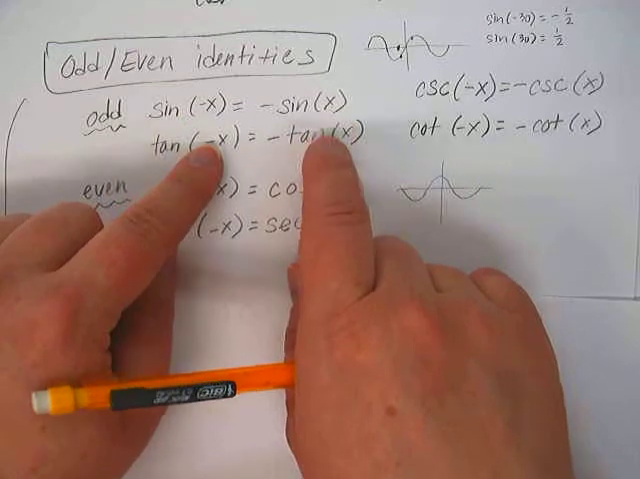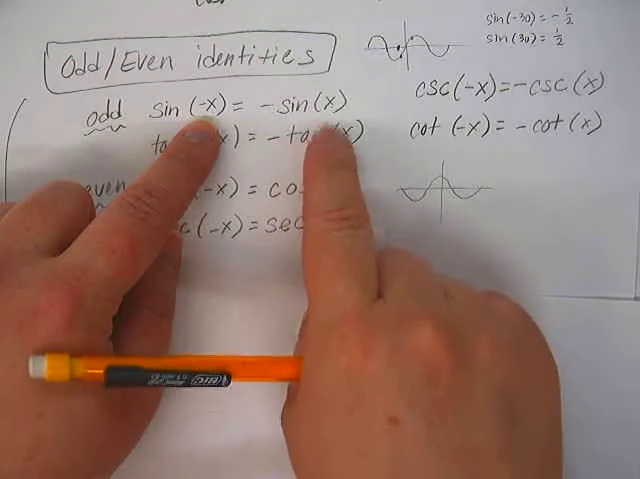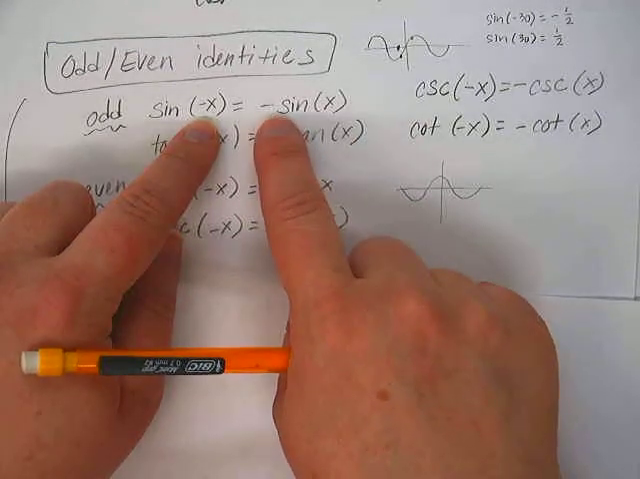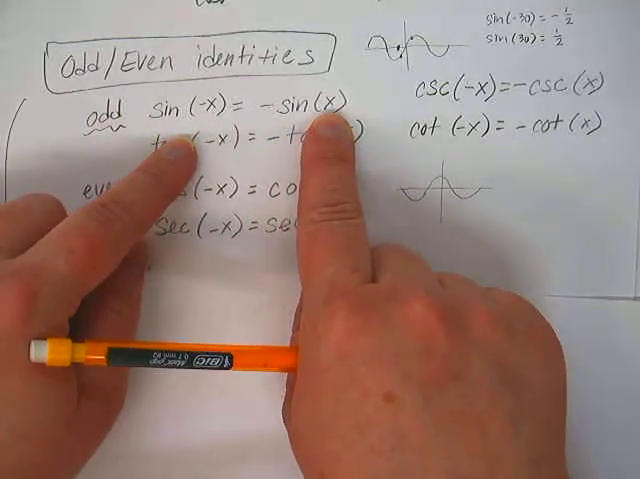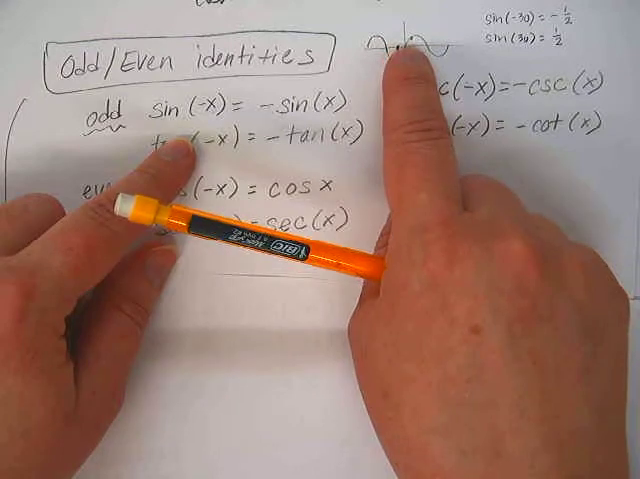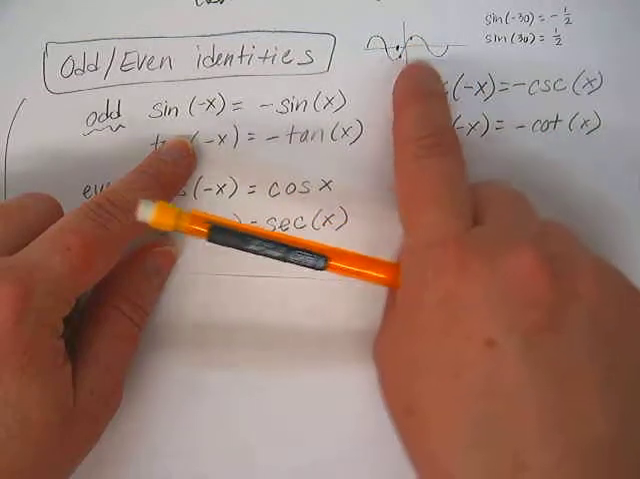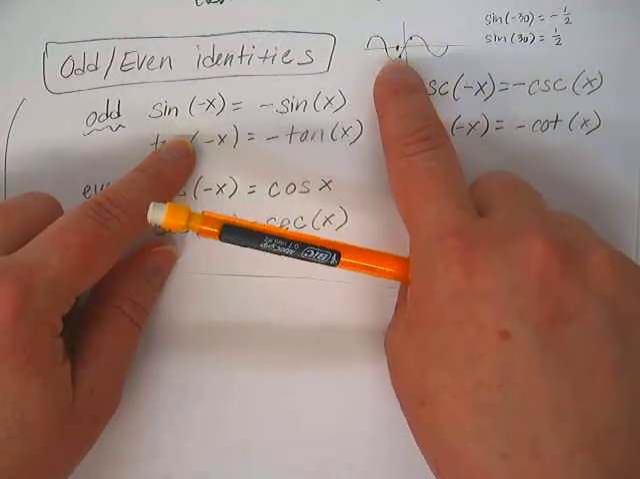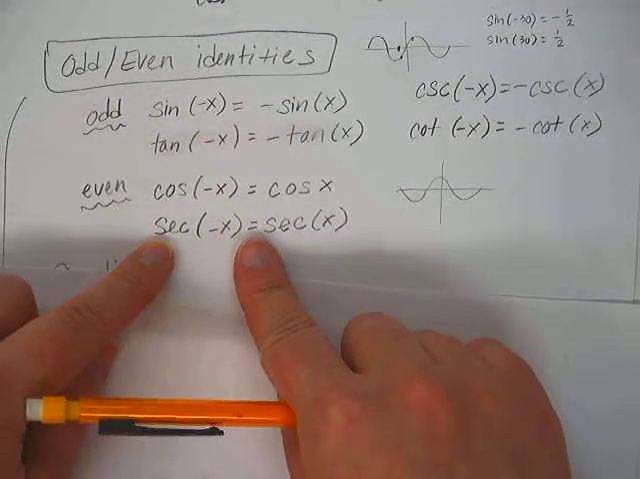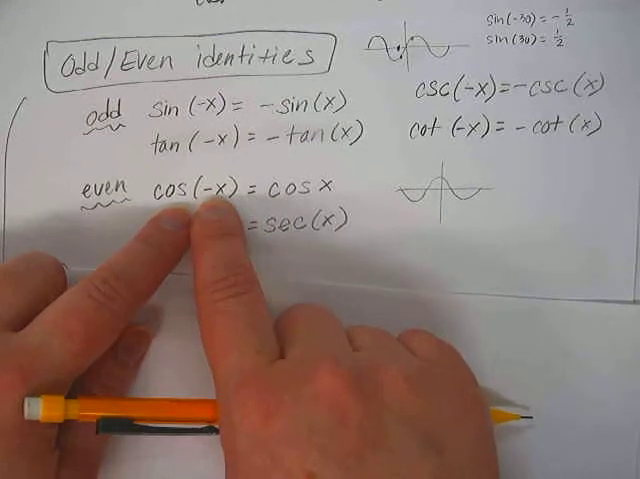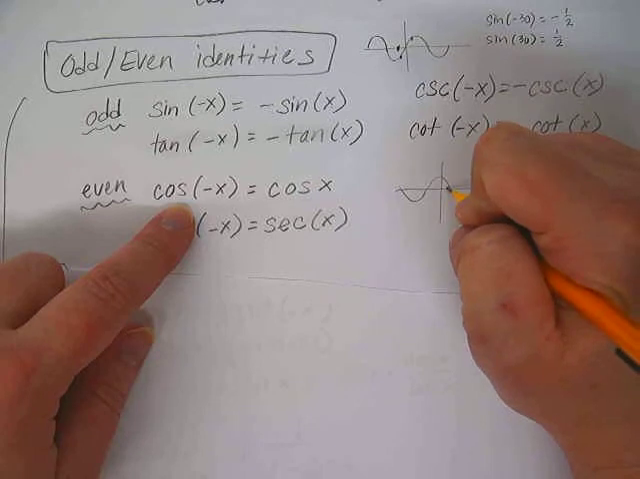And this will work for any angle that you plug into sine or tangent or cosecant or cotangent. The negative version of that same angle will be the same as the opposite ratio of the angle that's not negative. And that's because it's an odd function. If you go to a positive angle, you go to a positive y value at that part of the graph, the negative of that same angle would be a negative value, which is where that negative comes in. Then these functions are known as even functions because if I plug in a negative angle, I get the same answer as if it was positive.